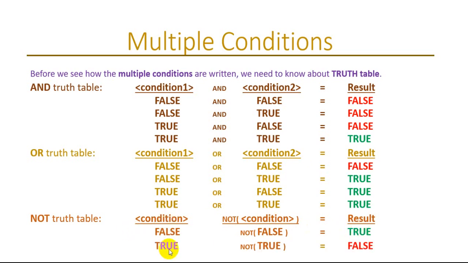Same way, if the condition is true, NOT of that will turn it to false. This is why I said it reverses the condition. If the condition is true, NOT will reverse it to false. If the condition is false, NOT will reverse it to true. So these are the three truth tables that we'll have to look at until we remember them. Okay, it's very easy to remember. This NOT will always reverse. For AND, when both are true, only then true, all the others are false. For OR, when both are false, only then false, all the others are true. So if you remember it like that, it will be easy for you.